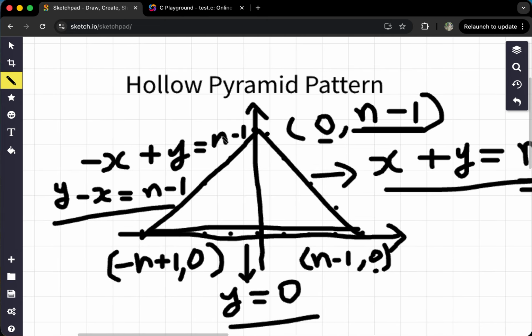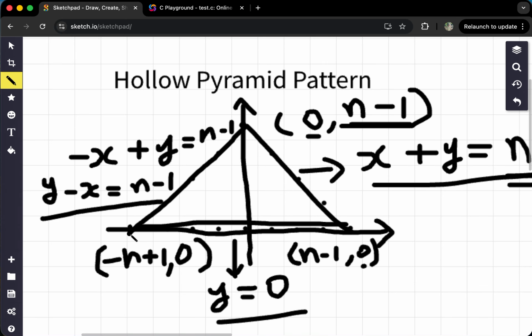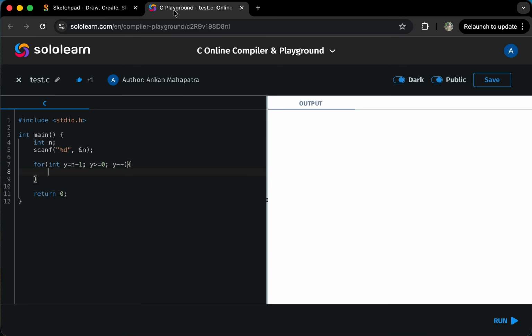Now inside each row, we have to iterate over the x coordinates. So x coordinates are starting from minus n plus 1 and ending at n minus 1. So let's take a for loop for x coordinates. x equal to minus n plus 1, x less than or equal to n minus 1, and x plus plus.